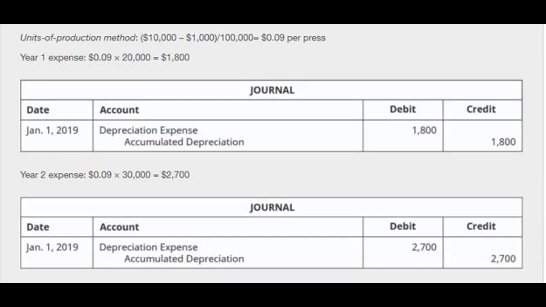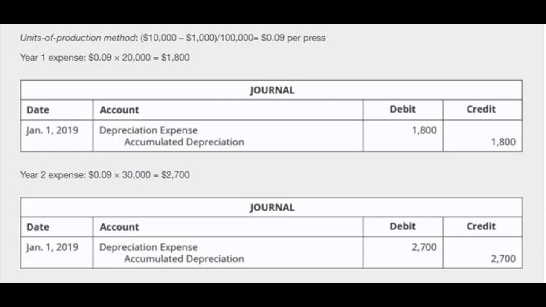So let me give you a different example. Let's say that you buy a hole puncher to punch holes in paper. And let's say you spend $100 for the hole puncher. And let's say it's a very, very expensive hole puncher and it's very fragile, and you know you're only going to be able to use it 100 times before it breaks.